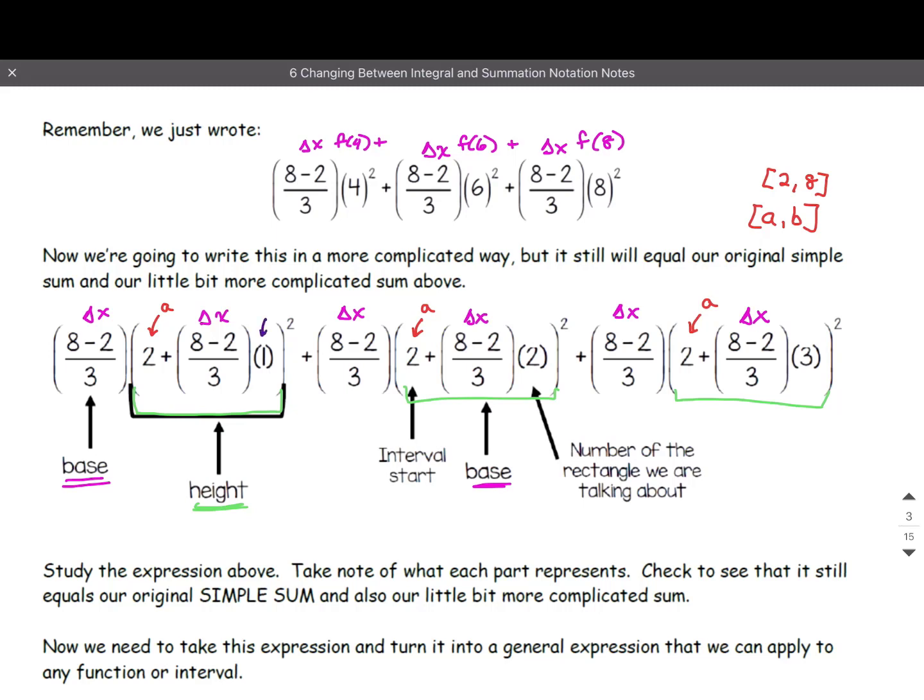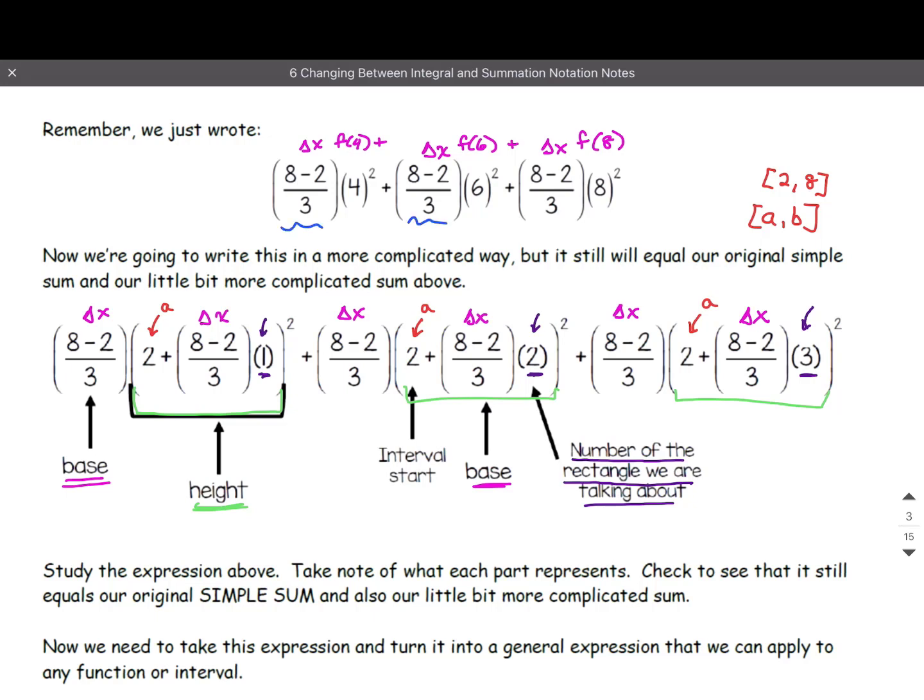We've got a 1, we've got a 2, and we've got a 3. Those are the numbers of the rectangles we're talking about. So this is the first rectangle, this is the base of the second rectangle, and this is the base of the third rectangle. Now, is this the same as the simple sum?